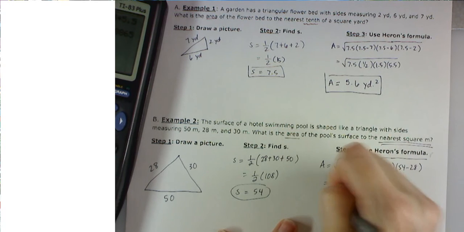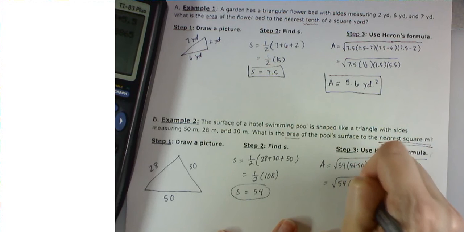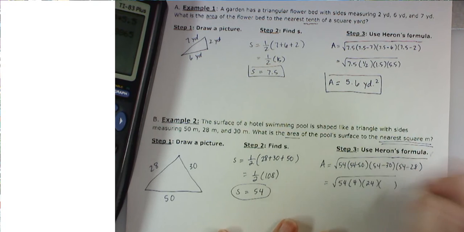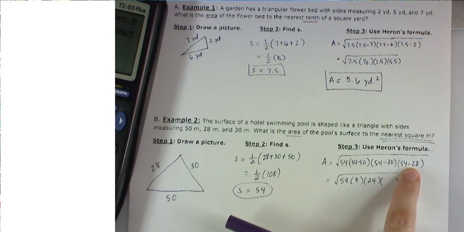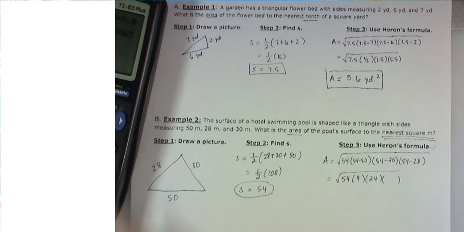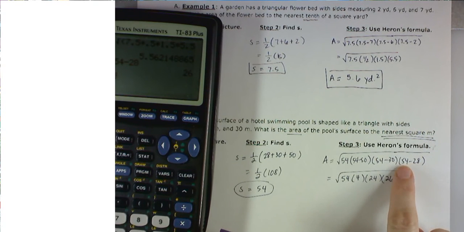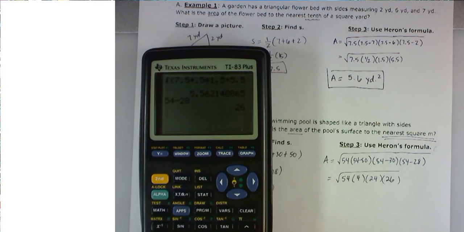54 minus 30 is going to be 24. 54 minus 28 is going to be 26. I'd probably subtract 30 if I was doing it in my head. 54 minus 30, and then add 2 back. And then we can use our calculator. So 54 times 4 times 24 times 26.